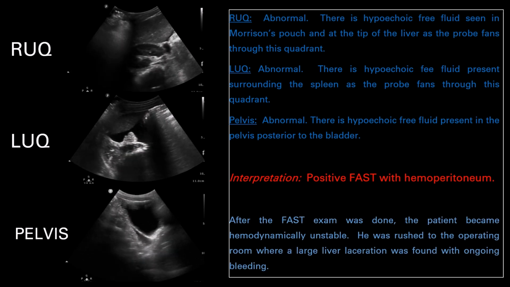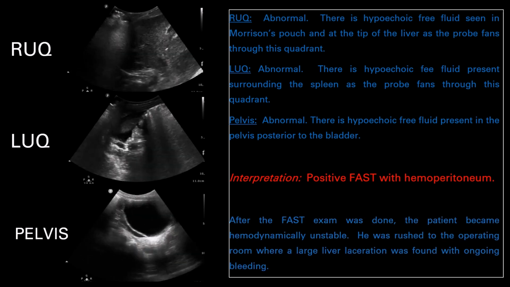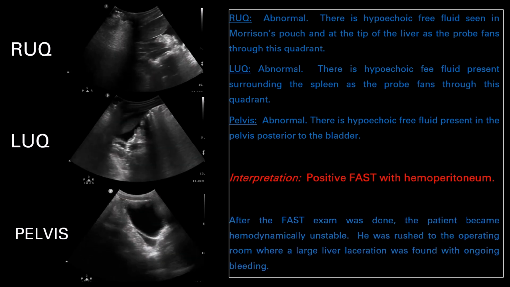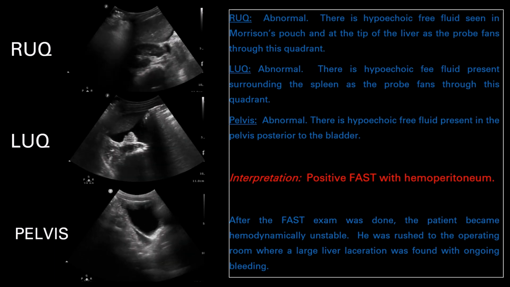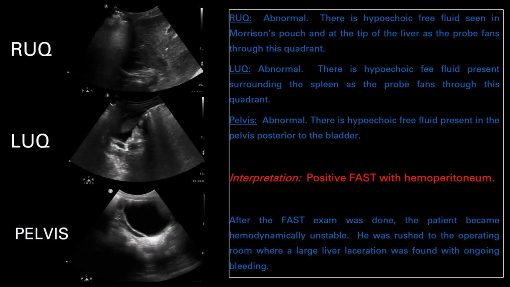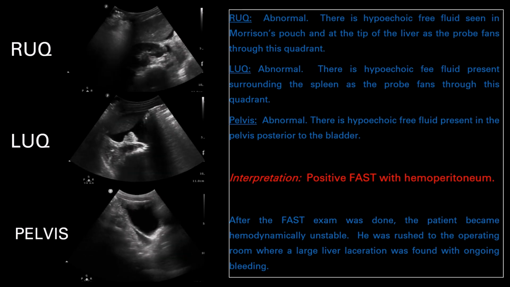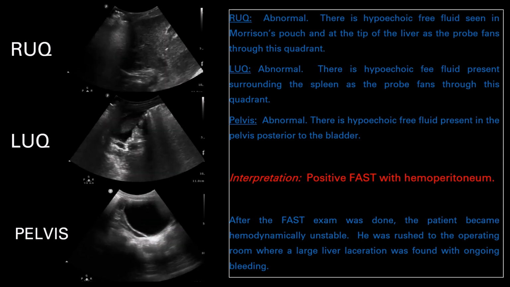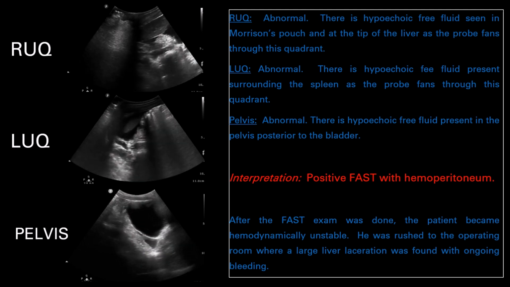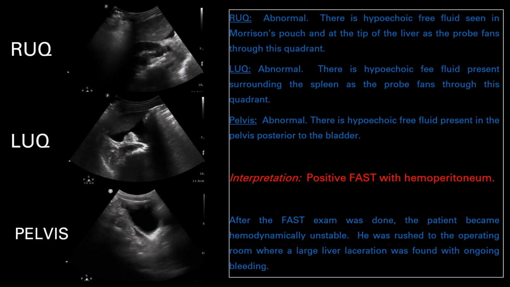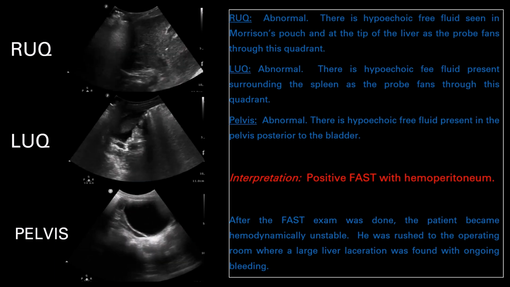After the FAST exam was done, the patient's blood pressure dropped to 70/30 and he became tachycardic. He was rushed to the operating room, where he was found to have a large liver laceration with ongoing bleeding. This is a demonstration of how a positive FAST exam combined with hemodynamic instability can be an indication to go to the operating room.